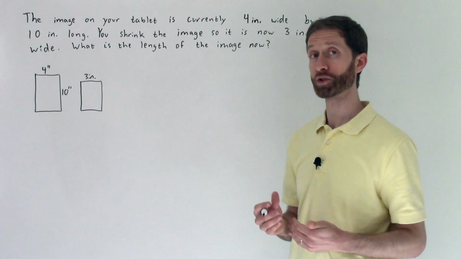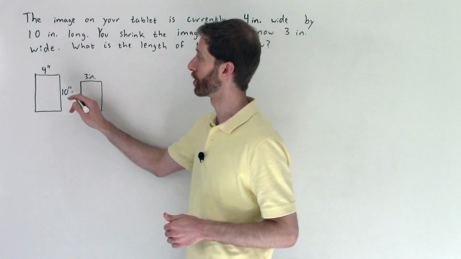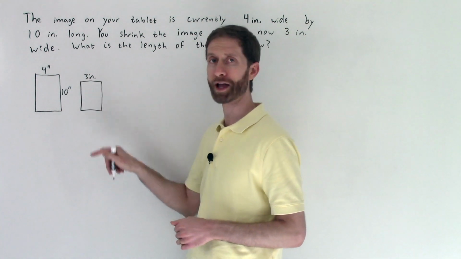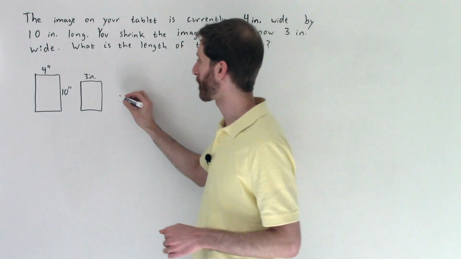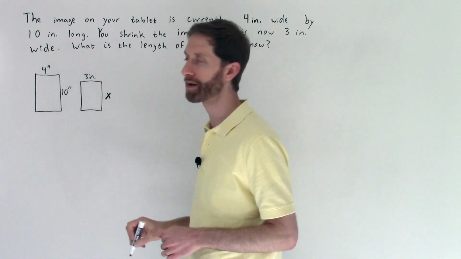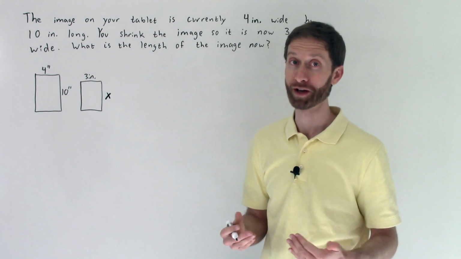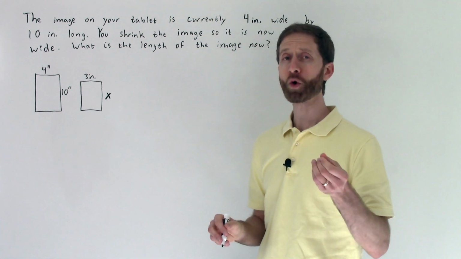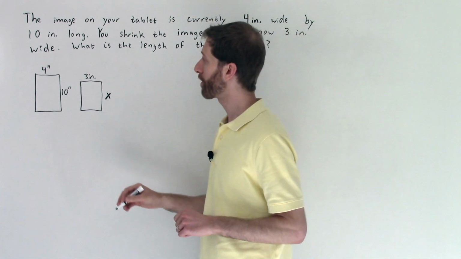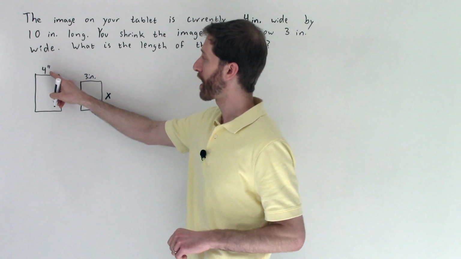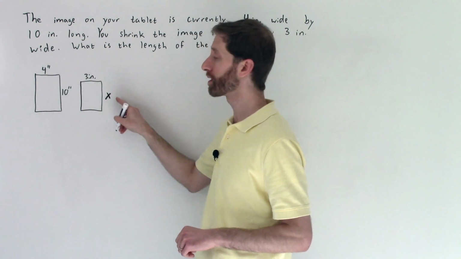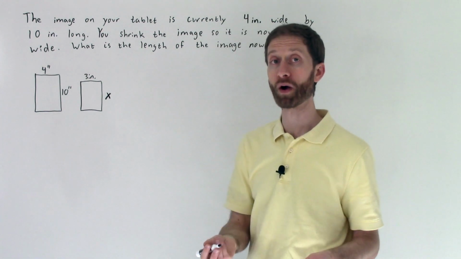Here's what I mean by corresponding parts. If we just draw the picture here, we've got 4 inches wide by 10 inches long, 3 inches wide by some unknown amount. So I'm going to call that x. That's going to be my variable because I don't know how long that new image is going to be. What I mean by corresponding parts though is we have ratios that would compare the width to the width and the length to the length. Those would be corresponding parts.